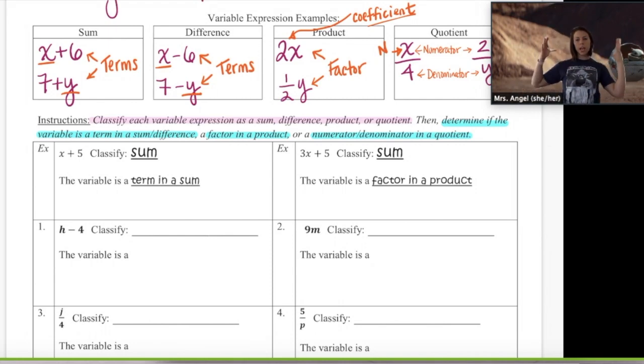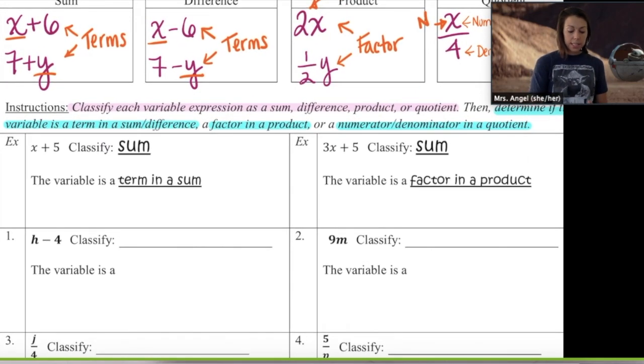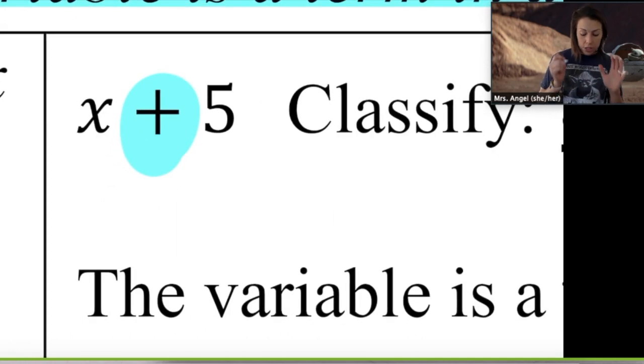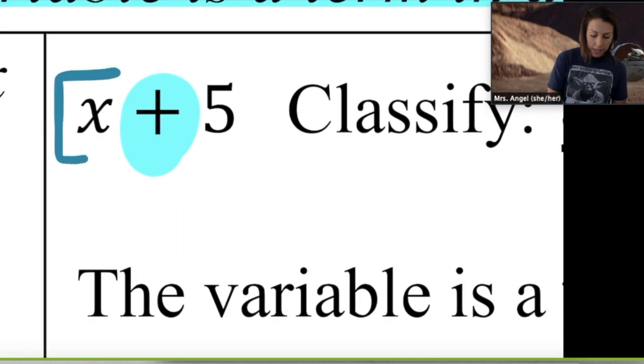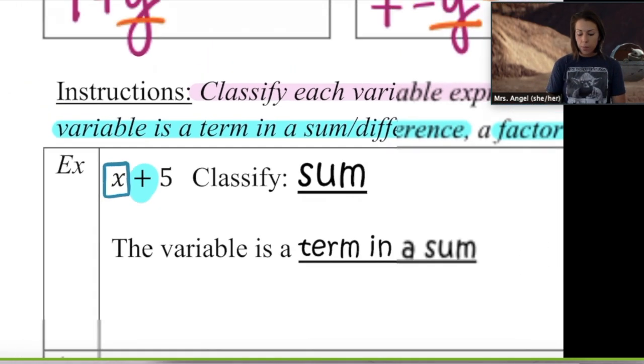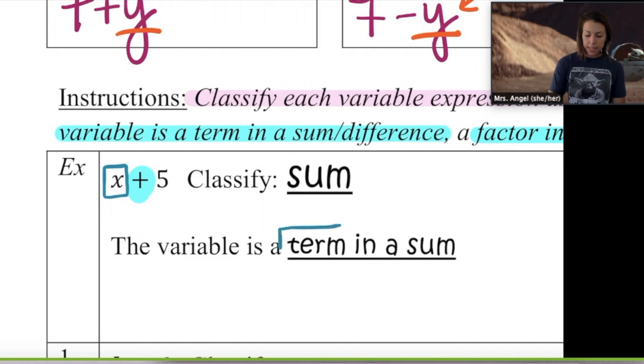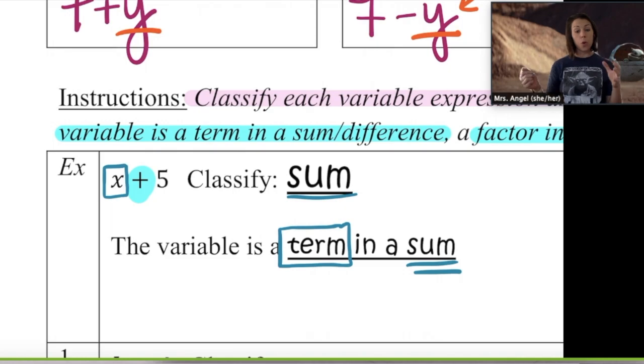In other words, we're looking at the expression as a whole, and we're classifying it, and then we're zooming in to just the variable, and we're trying to figure out what role it is playing. So let's look at these examples. If I look at example 1, this is clearly a sum because I see x plus 5. But then if I zoom in and look at just x, I see x is on its own. It's its own term in this sum. That's why we were able to say that this variable is a term in the sum. That's the specific role that it's playing.